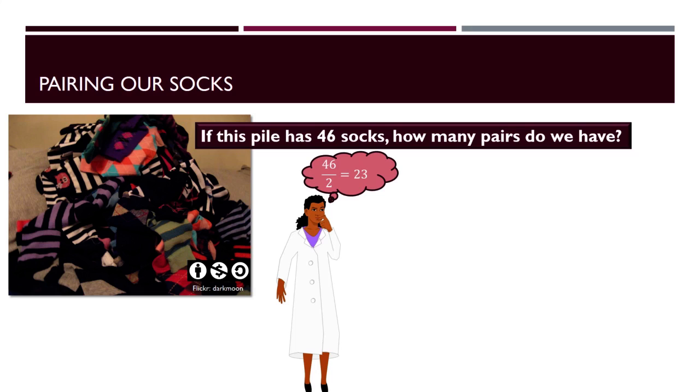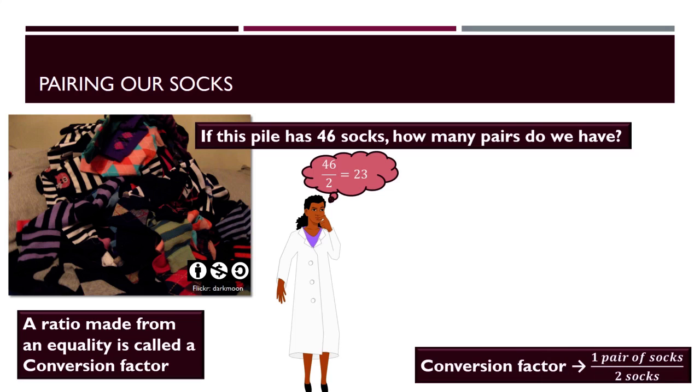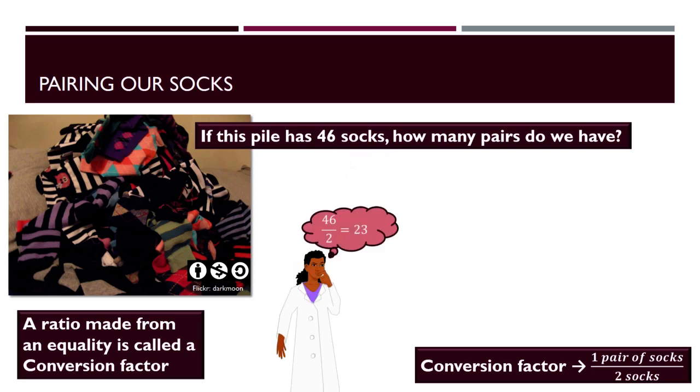In a heartbeat, you recalled that there is an equality that says 2 of anything is a pair. You used that equality to create what's called a conversion factor, a ratio that's made from an equality. In this case, our conversion factor is the ratio 1 pair of socks over 2 socks. In your head, when you divided 46 by 2, what you really did was multiply 46 by this conversion factor of 1/2. Okay, so let me show you.